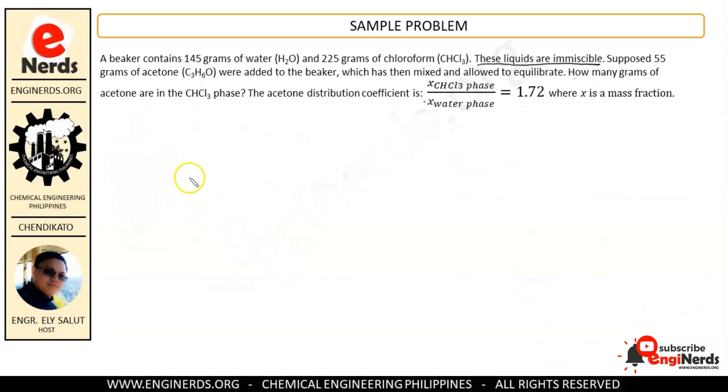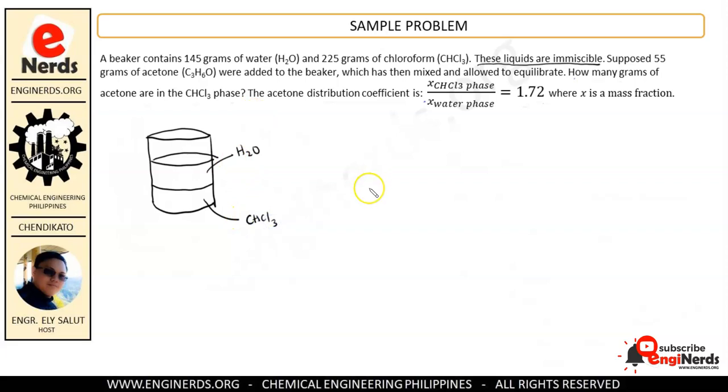So, let's solve our problem. A beaker contains 145 grams of water and 225 grams of chloroform, and these liquids are immiscible. So we have two liquids inside our beaker. Let's draw our beaker, and then we have two liquids inside. This is our water, and this is our chloroform. So the given mass of water is equal to 145 grams, and the given mass of chloroform is equal to 225 grams.